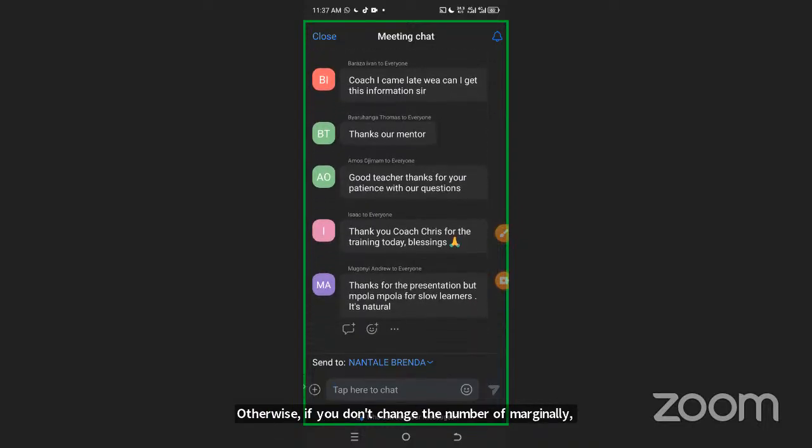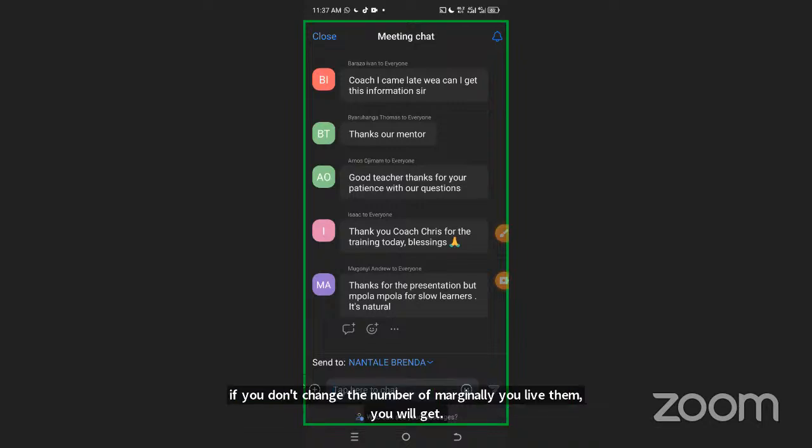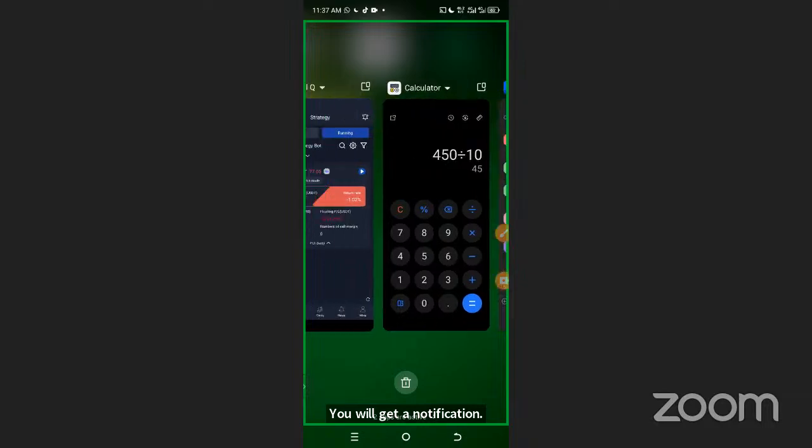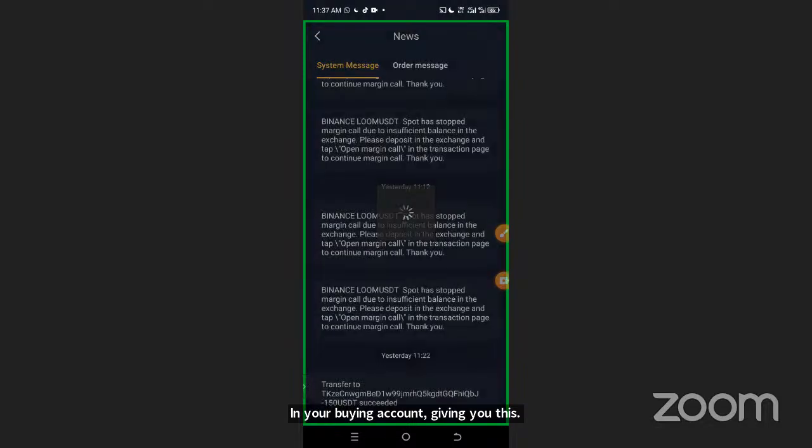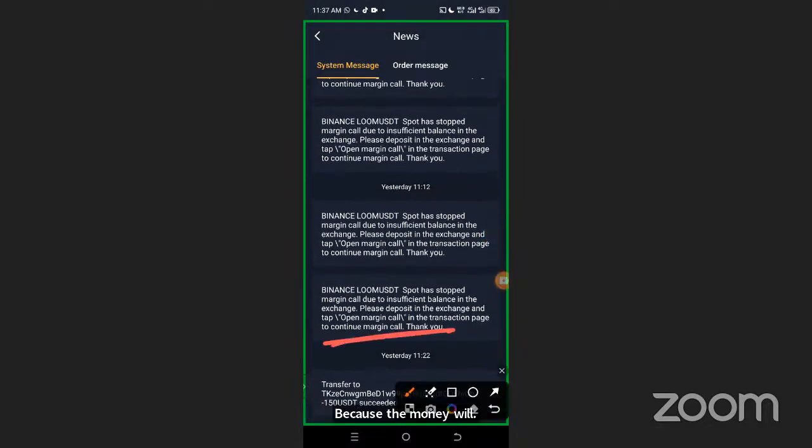you will get a notification in your Binance account giving you this. Because you have not calculated your capital very well, the robot will give you this notification: Binance has stopped margin calls due to insufficient balance on your exchange. Deposit to start more. The robot will give you this.